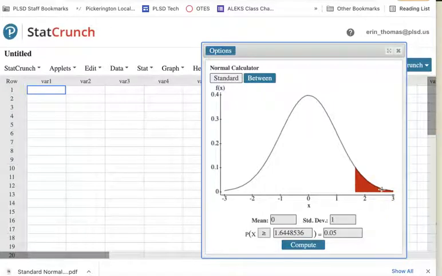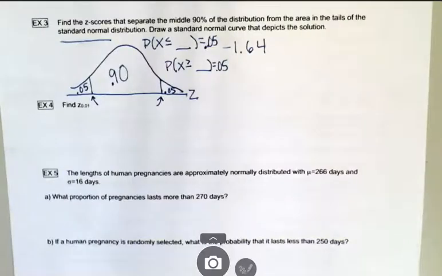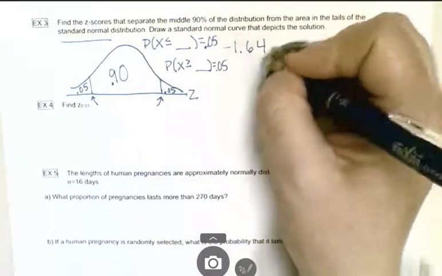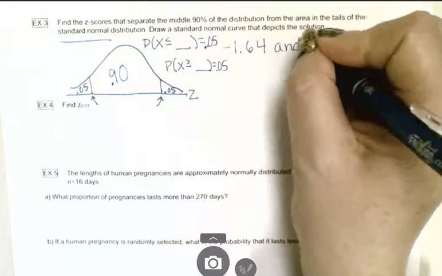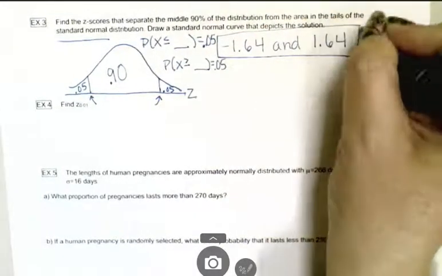So this one, I did probability of x greater than or equal to blank equals 0.05. You could have also, instead of doing 0.95 here, kept it less than or equal to, but switched it to 0.95 and see how that gives you the same answer. So it doesn't matter. There can be different ways to come up with that using your StatCrunch.